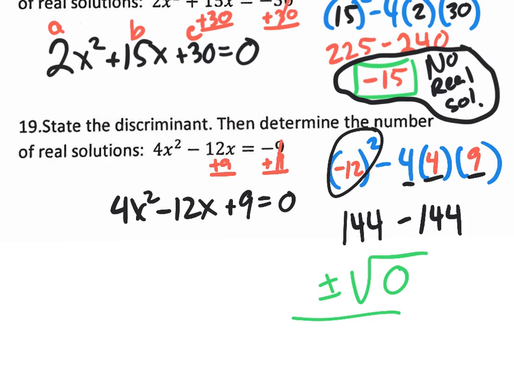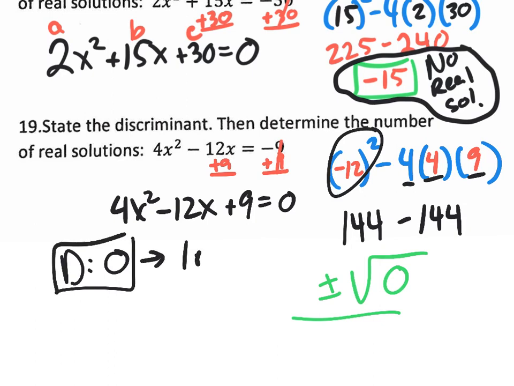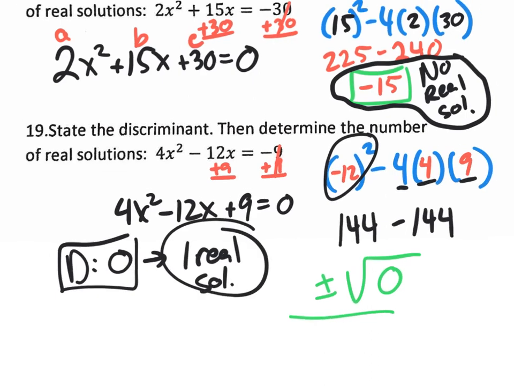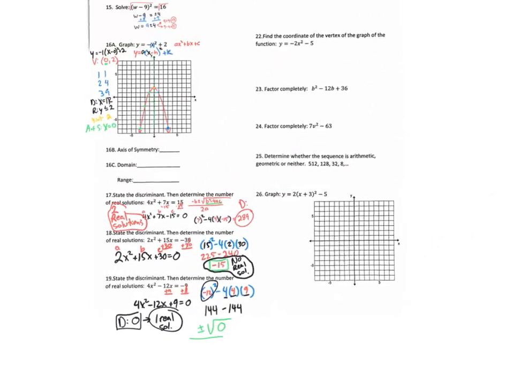So right here they're saying, what's the discriminant? The discriminant is 0. And how many solutions do we get? We get one real solution because the discriminant is 0. I hope this makes sense to you guys.